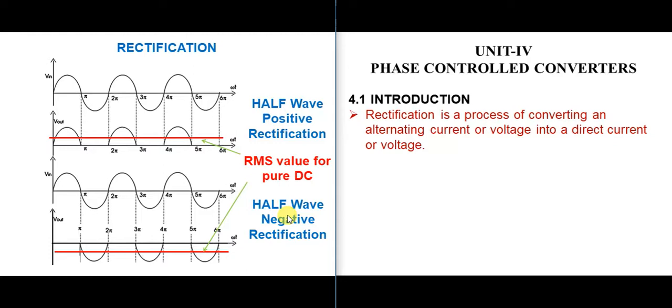If you look at this diagram, this is the input given to the rectifier. Input is sinusoidal and output is a pulsating DC. The red line indicates the RMS value of the pure DC. Here the input waveform is sinusoidal. It has both positive half cycles and negative half cycles.